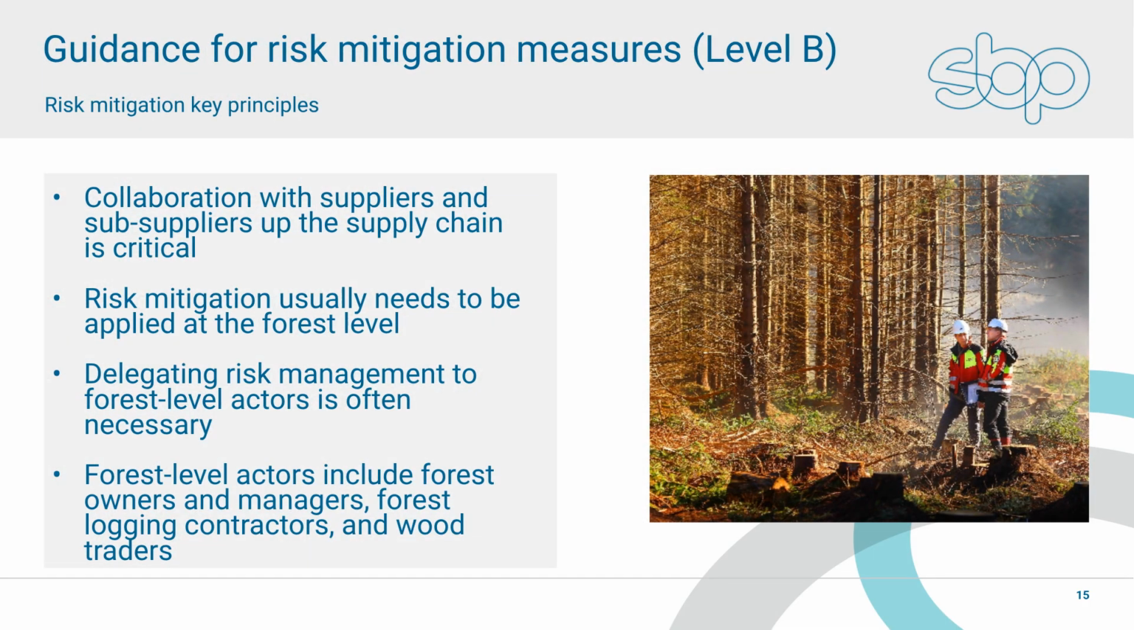Now let's look at guidance for Level B risk mitigation. The key message is that collaboration across the supply chain is essential. Risk mitigation usually needs to be applied at the forest level, and it is often necessary to delegate risk management tasks to forest-level actors. These actors include forest owners and managers, logging contractors, and wood traders. For example, if the topic is deadwood retention, those carrying out harvesting need to be aware of and committed to retaining an ecologically appropriate amount of deadwood in the forest. This cannot be managed effectively from the pellet mill. It has to be implemented by people on the ground.